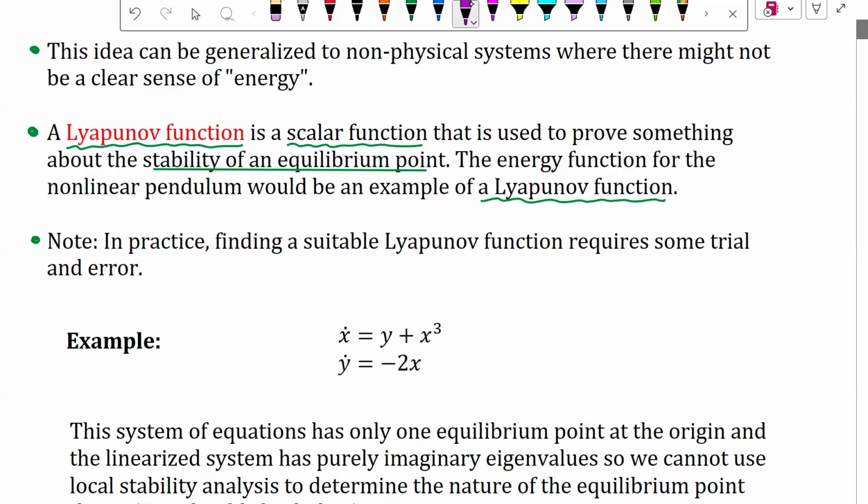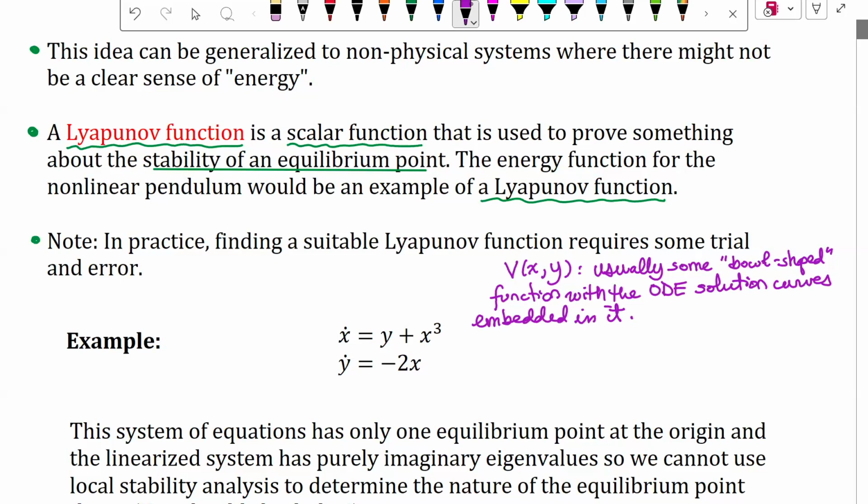Before we look at this example, a Lyapunov function for a 2D ordinary differential equation system is essentially going to look like some kind of bowl in 3 dimensions. We generally name the Lyapunov function V, and this function V usually is created so that the solution curves of the associated ODE are embedded in the sides of that bowl. So if we assume that our equilibrium point is 0, 0, then our function V is going to be a function of the solutions of the ODE with the following requirements.